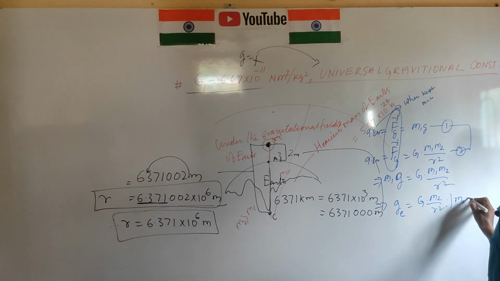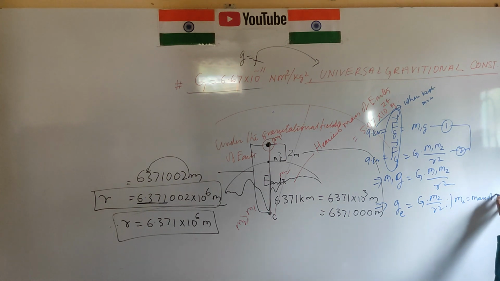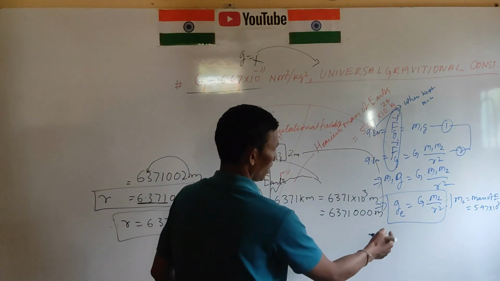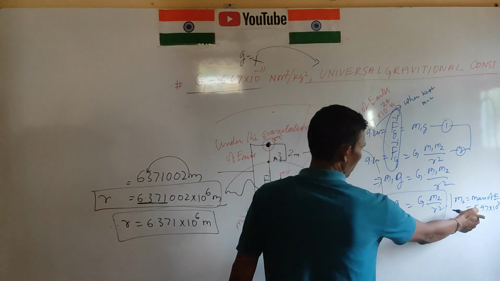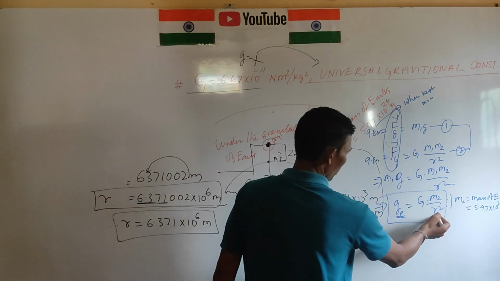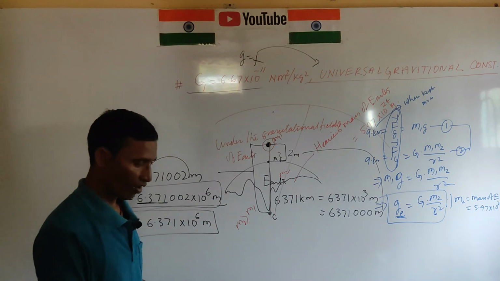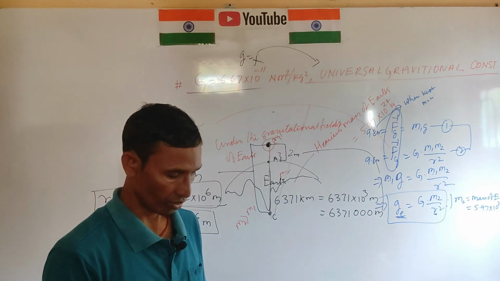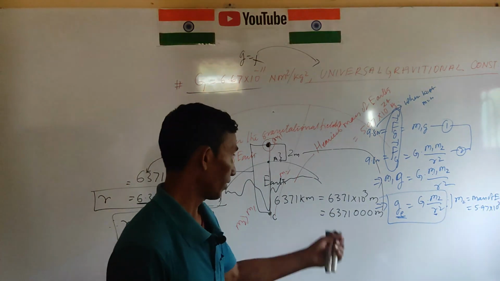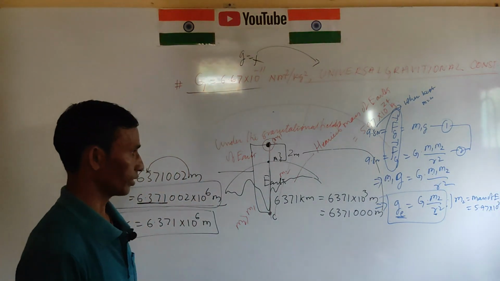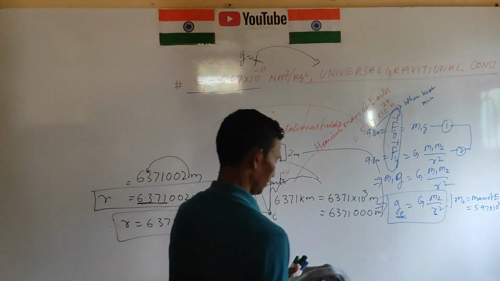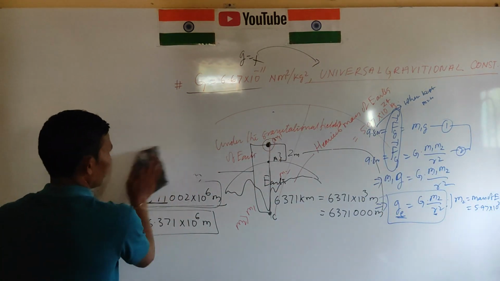Here m2 is the mass of earth, that is 5.97 into 10 to the power 24 kg. Put the value 9.8, put the value 5.97 into 10 to the power 24, and then we find out the universal gravitational constant. Universal gravitational constant is how much? So we put the value and find out. First we find out this one, last we put it here.